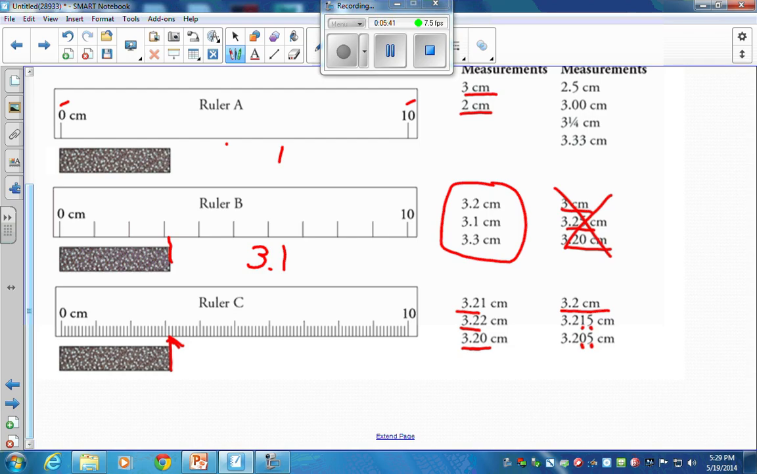So again, you go just exactly one place beyond what's marked on the measuring device. This was marked to 10, we went to the ones. This one was marked to the ones, we went to the tenth. And this one is marked to the tenth, and so we go to the hundredths place. And that's how you measure with significant figures.